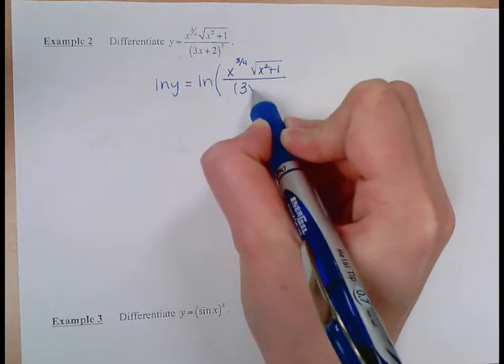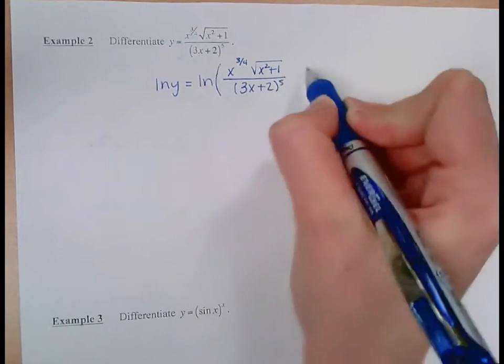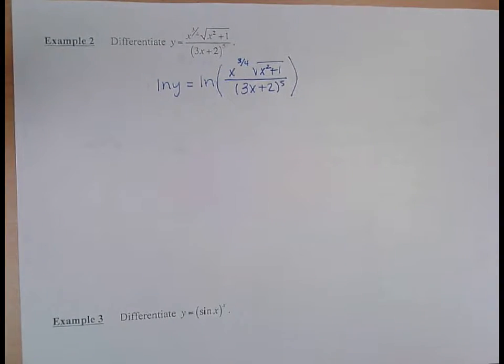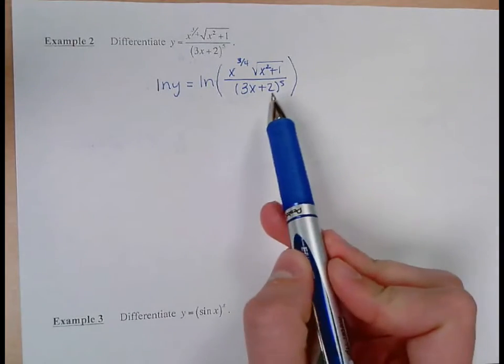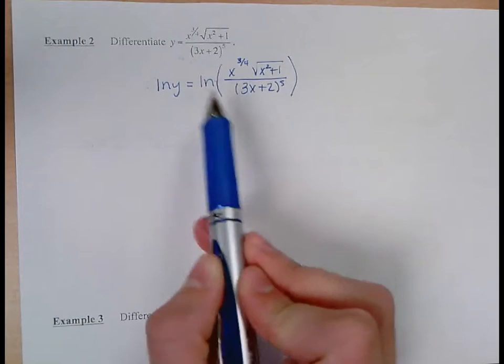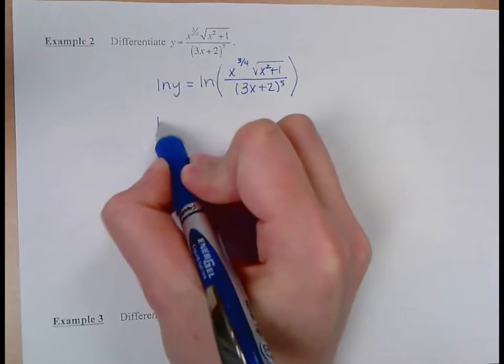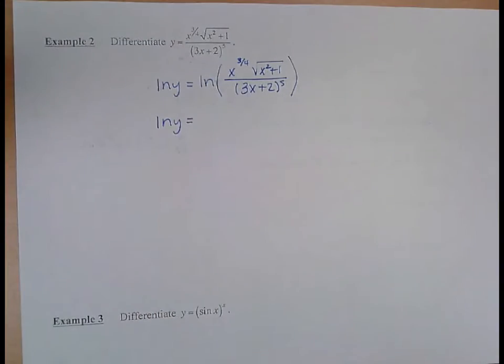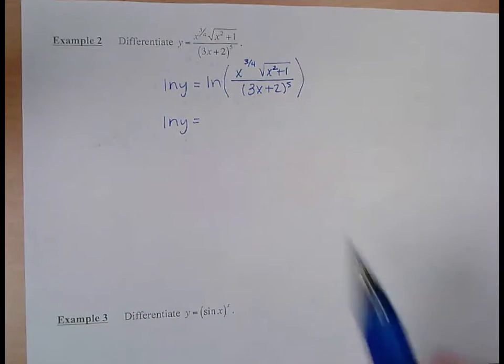It's logarithmic differentiation. But within logarithmic differentiation, you are using implicit differentiation. So take the natural log of both sides, simplify the right side. So right now the left side is still natural log of y. I'm not taking any derivatives yet.